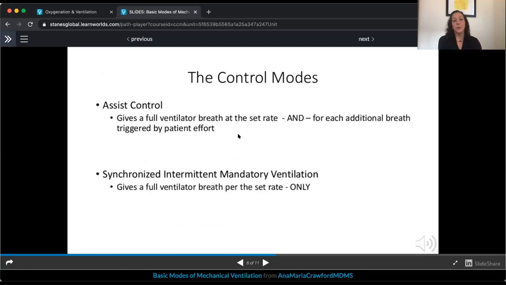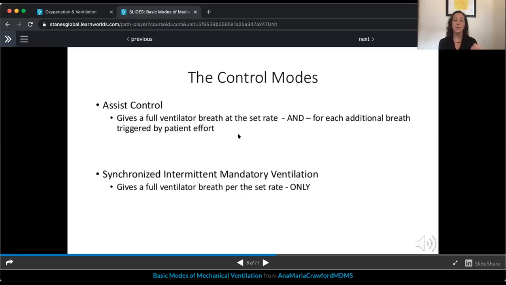There are two very common types of control modes, assist control and synchronized intermittent mandatory ventilation, or SIMV. So AC, assist control, gives a ventilator breath at the set rate. So if you set your rate at 15 breaths per minute, the machine will give 15 breaths per minute. But remember, with control modes, the patient can also breathe, right? They don't always breathe, but they can.